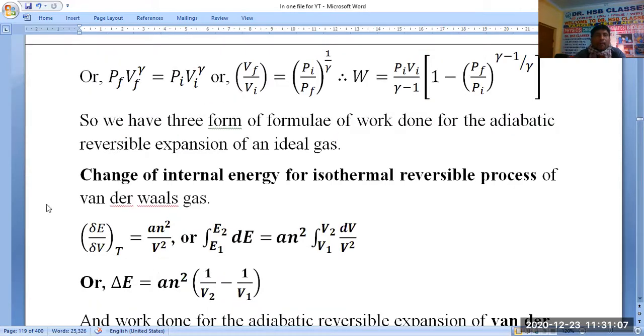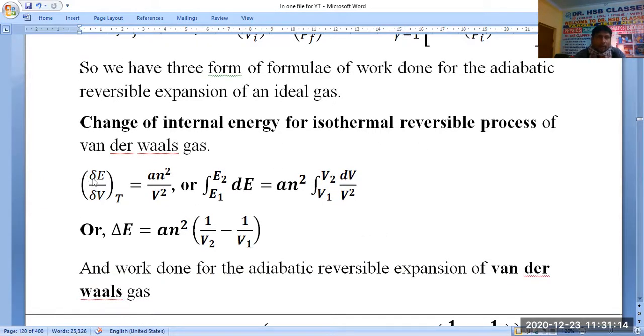Okay. Change of internal energy for an isothermal reversible process of a van der Waals gas. Already you know that (∂E/∂V) at constant T equals a n² by V², for real gas, that means for van der Waals gas. We already proved this in lectures 13 and 14. Now dE equals a n² by V² into dV.